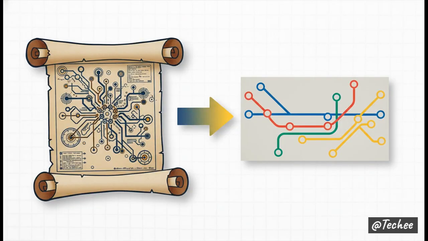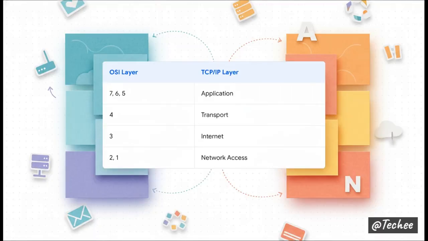Now, this 7-layer OSI model we've just walked through is the perfect theoretical map. It's the best way to learn and to troubleshoot. But in the real world, the internet we use every day actually runs on a slightly more streamlined model that was developed alongside it. It's called the TCP/IP model. And as you can see, it's really a more practical, condensed version.